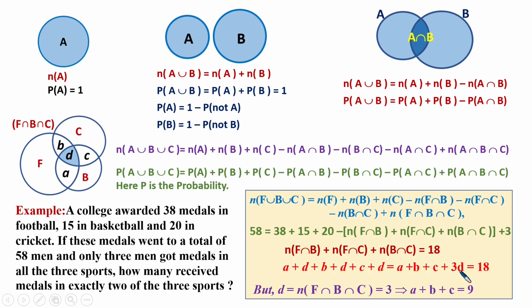Okay, 3 into 3 is 9, so this 9 will go here. 18 minus 9 is 9, so A plus B plus C is equal to 9. So 9 men have got medals in 2 sports. Please pause it and refer to this figure and try to understand this problem.